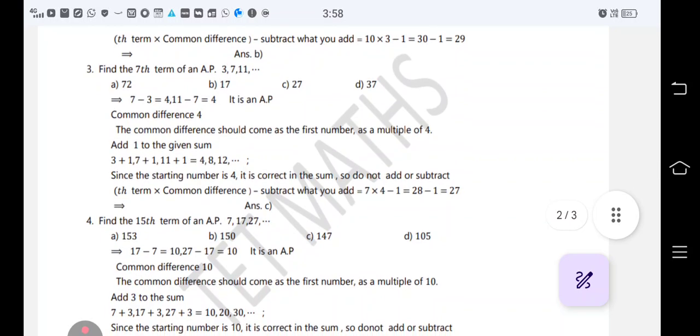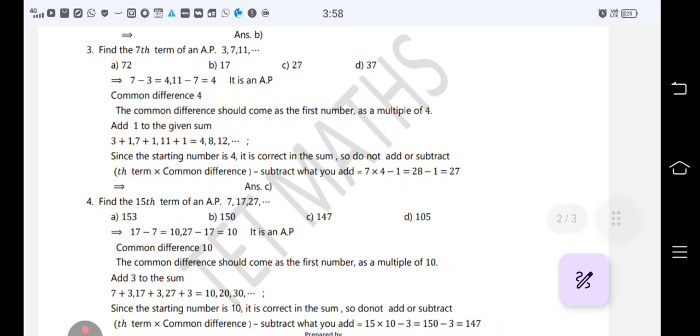Find the 7th term of an AP 3, 7, 11, etc. A 72, B 17, C 27, D 37. First of all, we want to check whether it is an AP or not. Our condition for AP is second term minus first term and third term minus second term, both are equal. Then only we can say it is an AP. Therefore, here 7 minus 3 is equal to 11 minus 7. That is 4 equals 4.